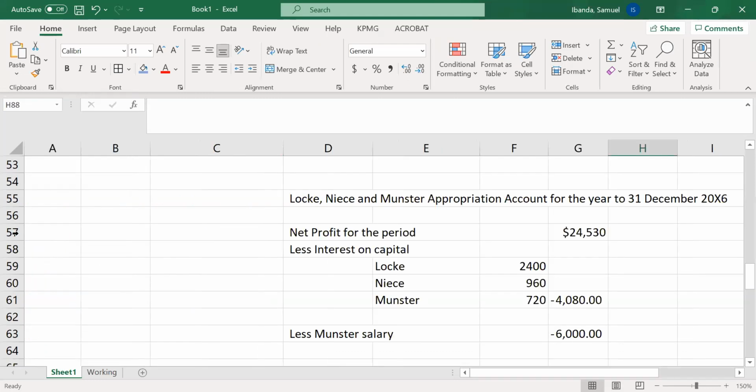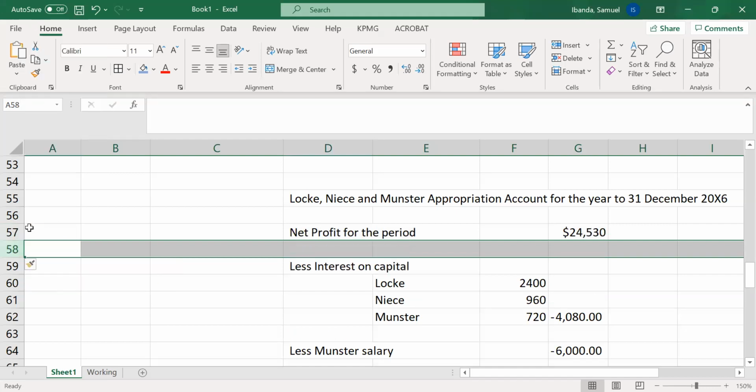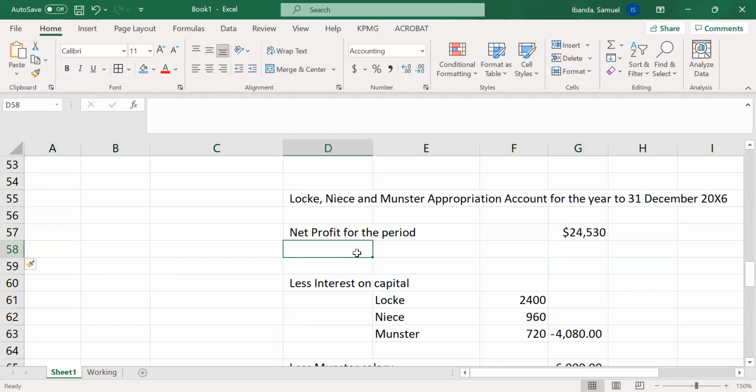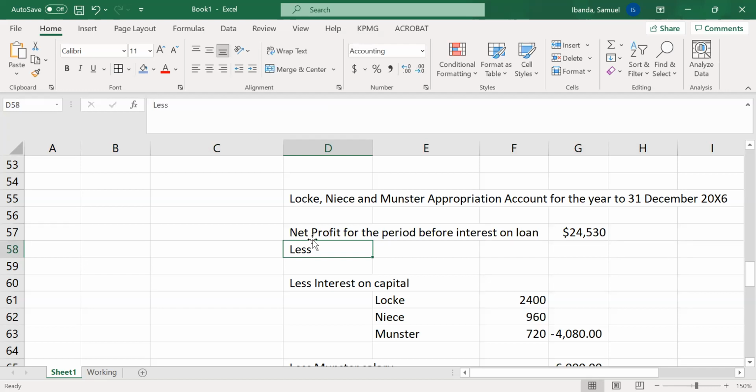we even appropriate. Okay, since I'm using Excel, I'll make the adjustments. Thanks, whoever has picked that up. So what I'm going to basically do here is first less, because this profit is not for the period. This is before interest on loan. So let's first remove the interest on loan.